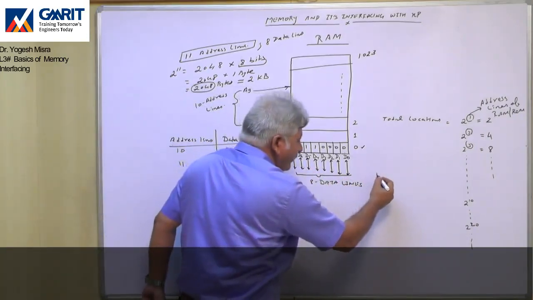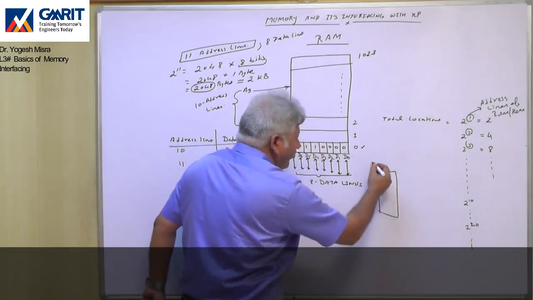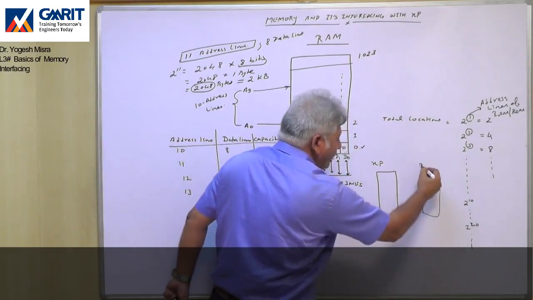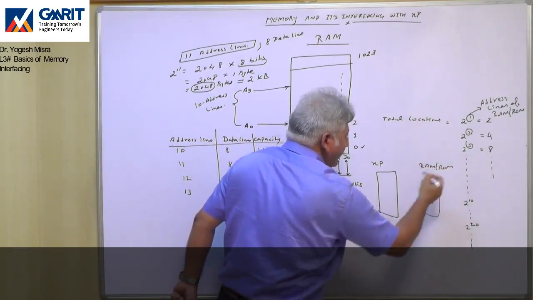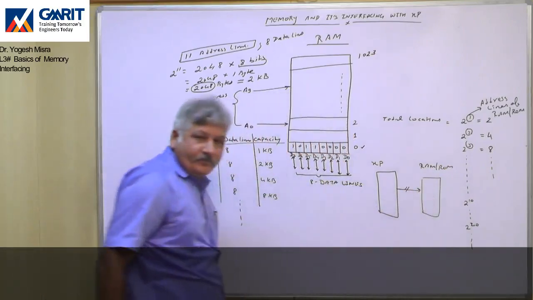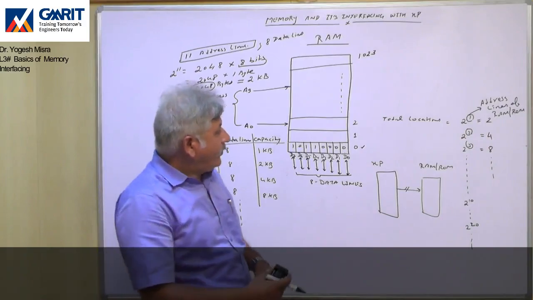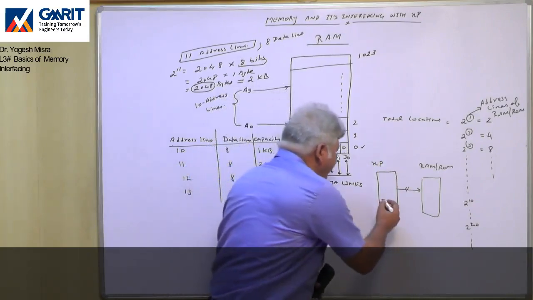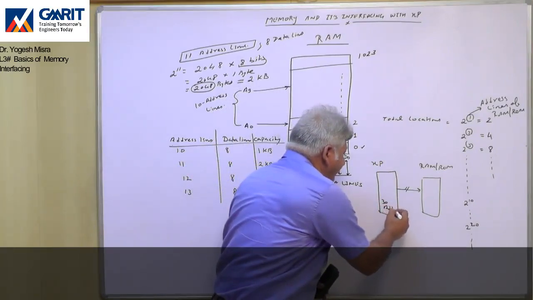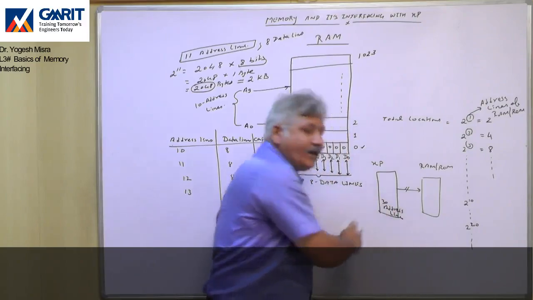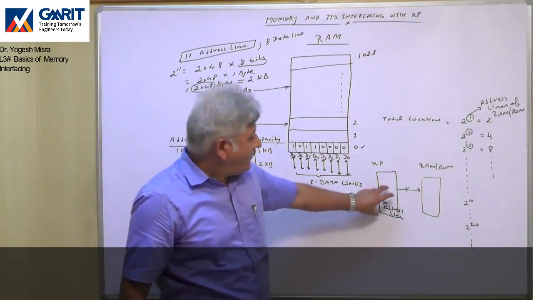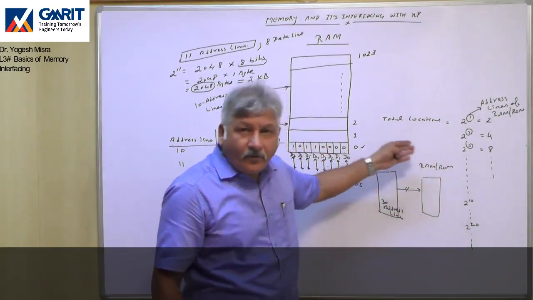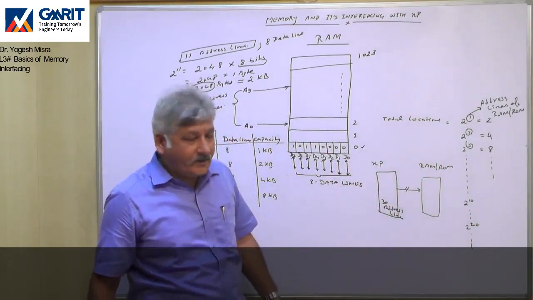Right? Now suppose this is one microprocessor. With this processor, we have attached some memory, RAM or ROM. Now, suppose this processor has 30 address lines. In that case, what will be the capacity of memory that we can connect with this processor? You can calculate this now very easily, right?